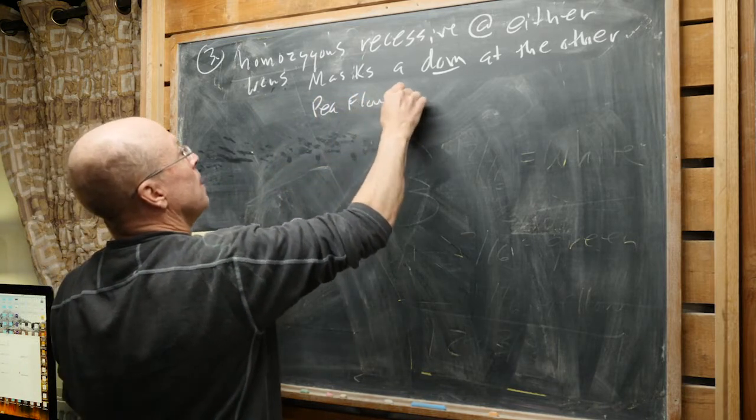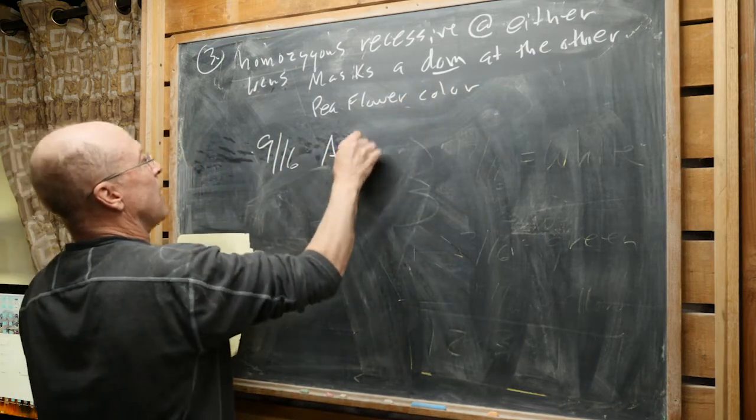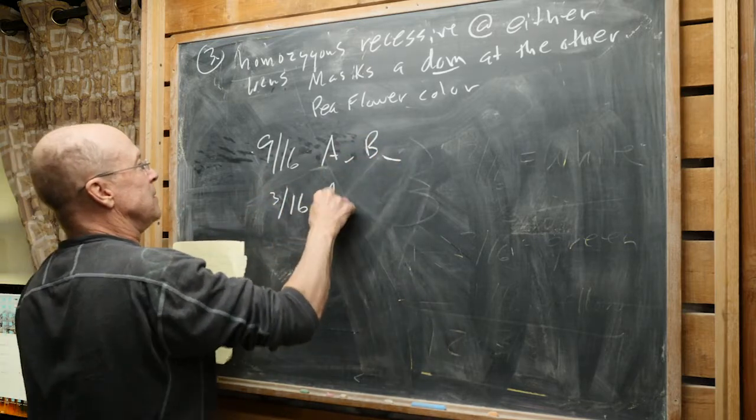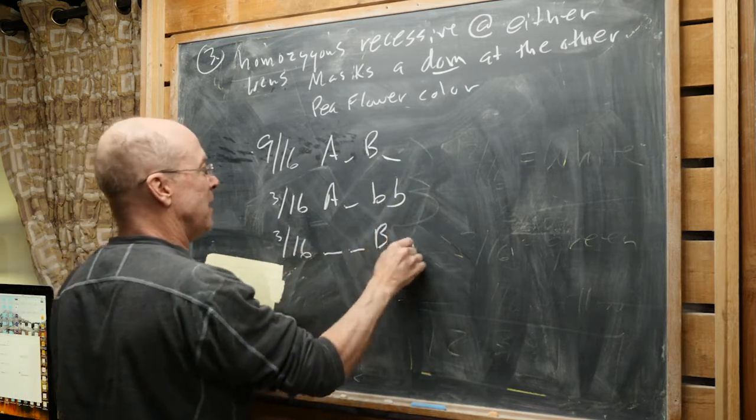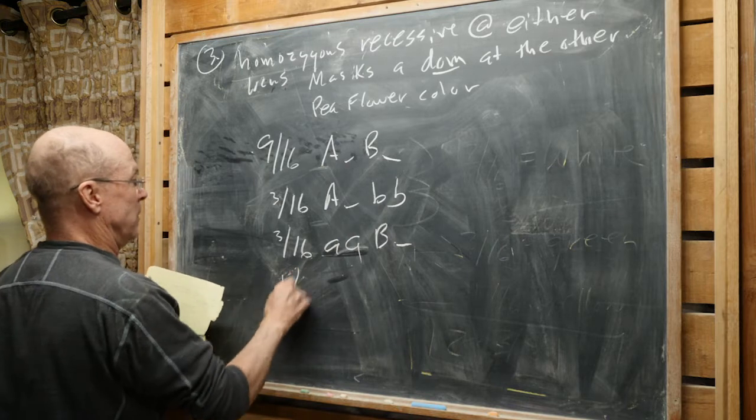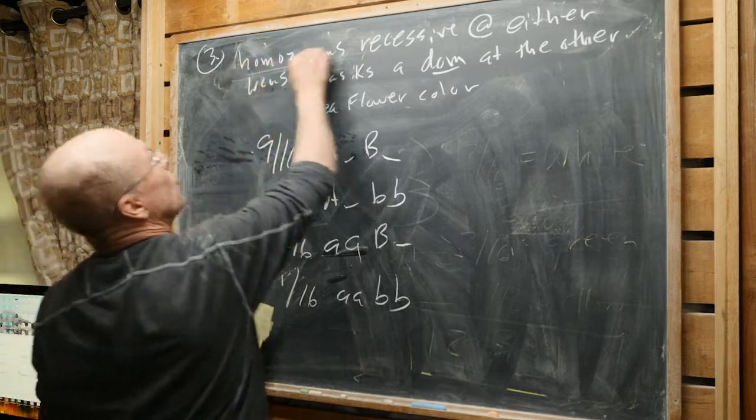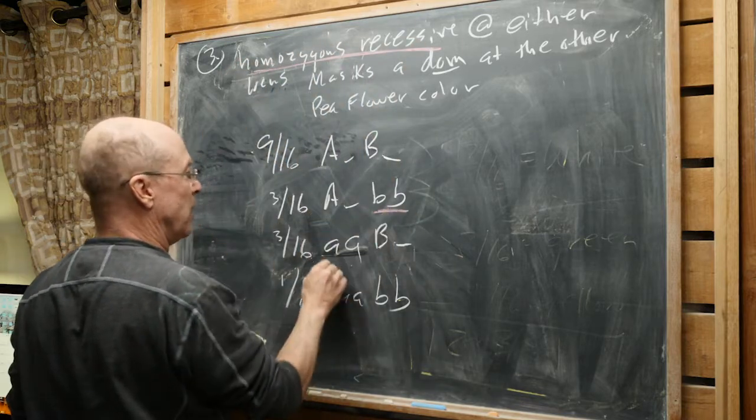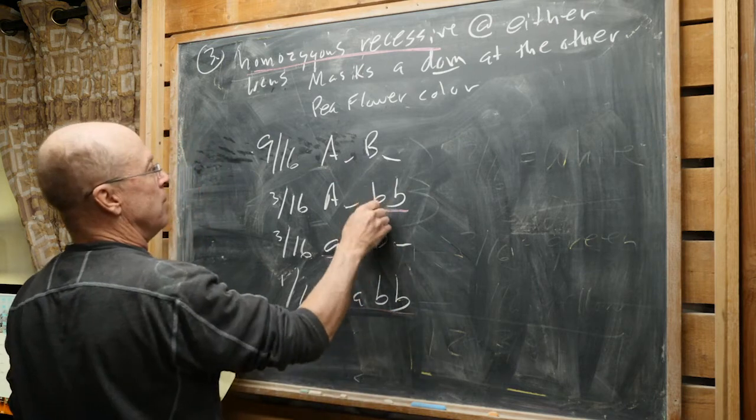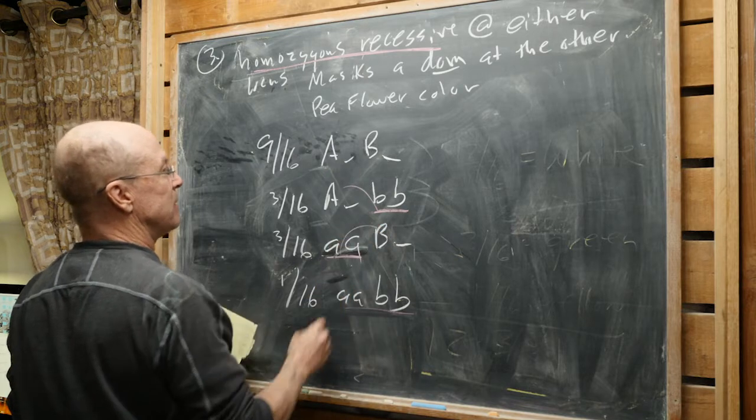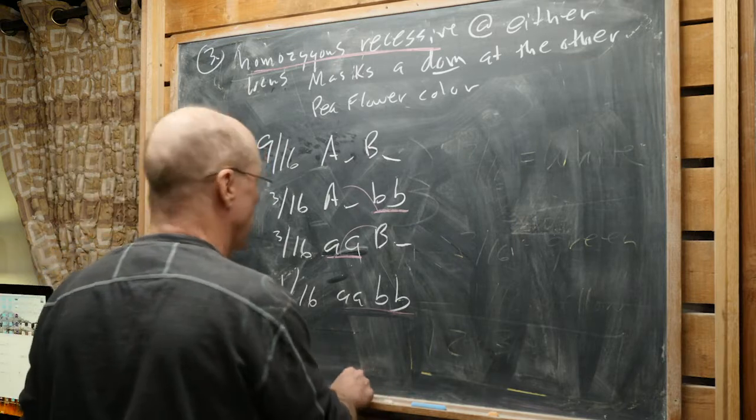Pea flower color. And 9/16 are this. 3/16 are this. And 3/16 are this. And 1/16 is this. So here's the idea. Whenever you have a homozygous recessive, which is shown here, and here, and of course here double, that doesn't have a dominant. So it masks a dominant, masks a dominant.